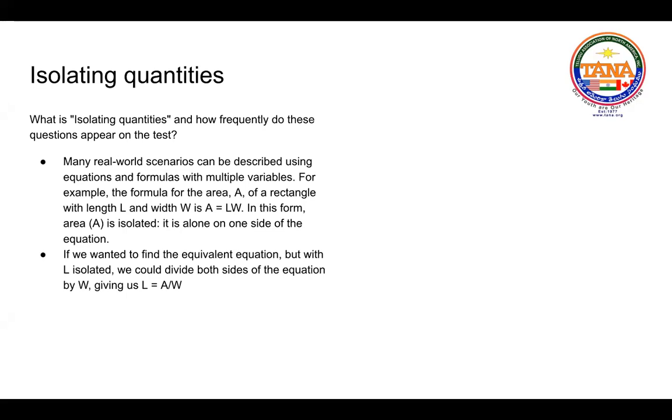Many real world scenarios can be described using equations and formulas with multiple variables. For example, the formula for the area A of a rectangle with length L and width W is A equals length times width, which is just the equation for the area of a rectangle. In this form, A is isolated because it is by itself on one side of the equation. If you wanted the equivalent equation with L isolated, we just divide both sides by W to get L isolated: L equals A over W.